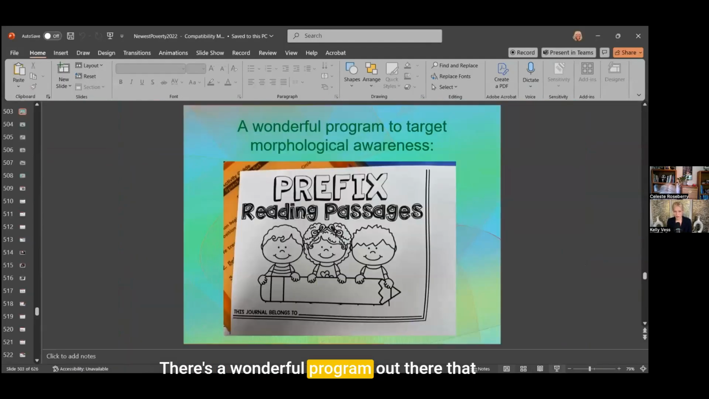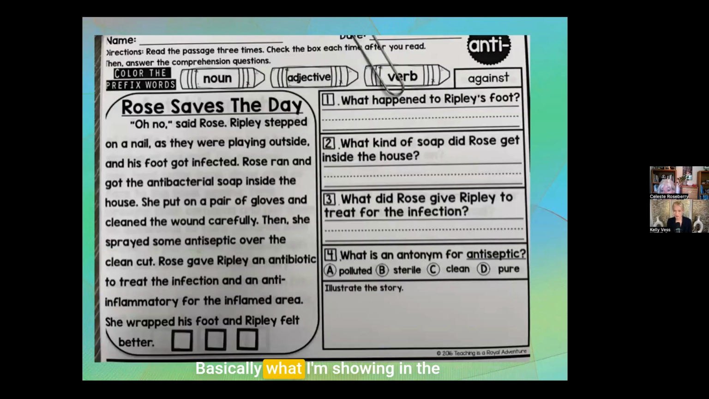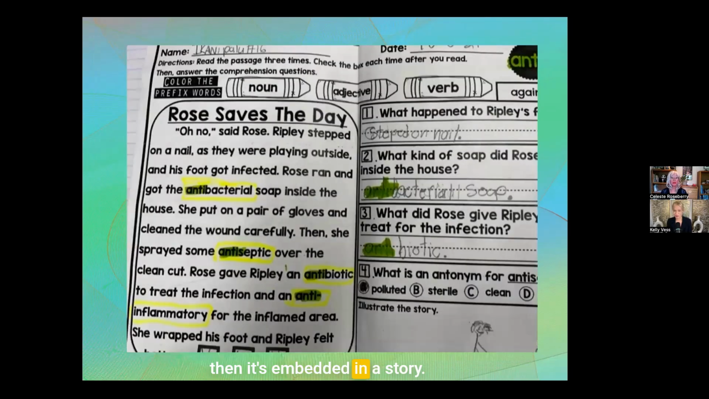There's a wonderful program out there that works with English learners, kids in poverty. It's called Prefix Reading Passages, and that targets morphological awareness, which in third grade becomes more important than phonological awareness. I want to really drive home the point that it doesn't have to be boring, but we've got to work on morphological awareness. Basically, what I'm showing in the picture, there's prefix anti, and then it's embedded in a story.